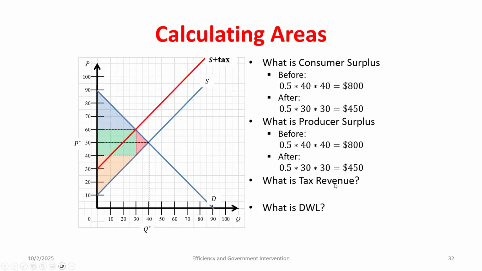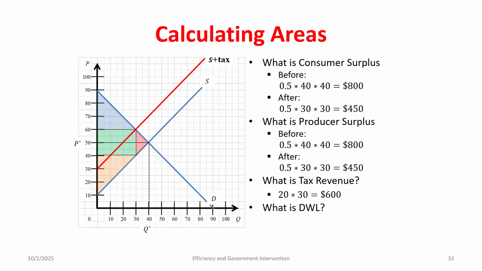Okay. So what if I wanted tax revenue? How would I calculate that? It's the value of the tax, which we said was 20. What's the new quantity after the tax? 30. So tax revenue is simply 20 times 30, or that green shaded area. That should give us 600, right? Sorry. So we've got our tax.